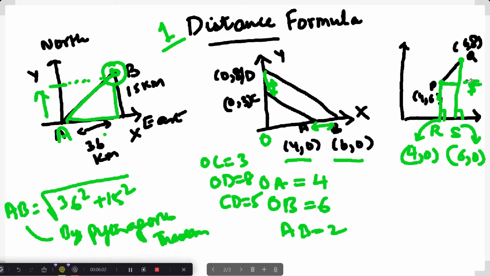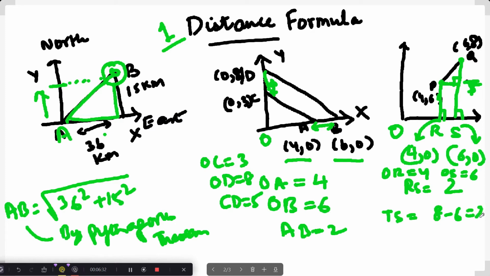So PT is perpendicular on QS. We know what RS is, right? It is 2. How do we know that? OR is 4, OS is 6, so RS is 6 minus 4, which is 2. Similarly, what is TS? We know TS is 8 minus 6, which is 2. I think this is wrong, what we just did.